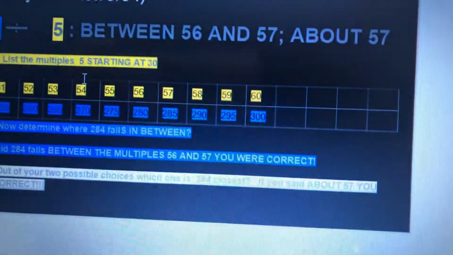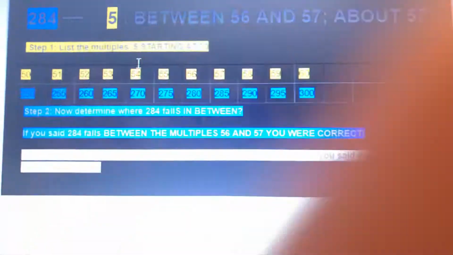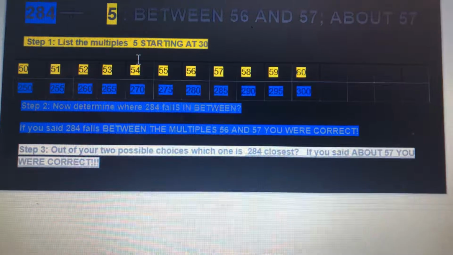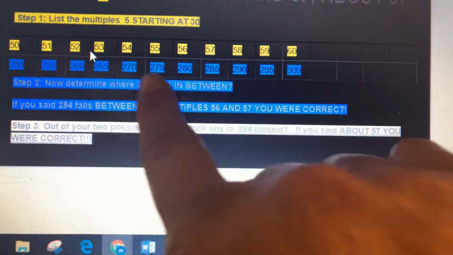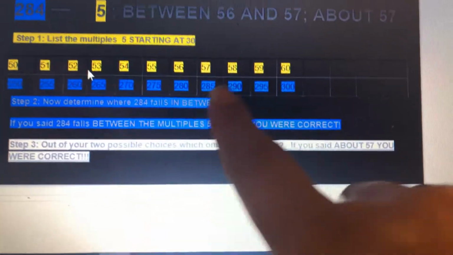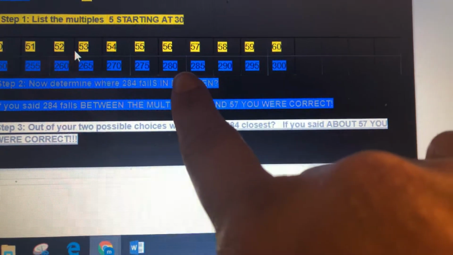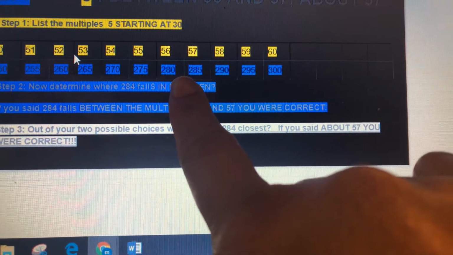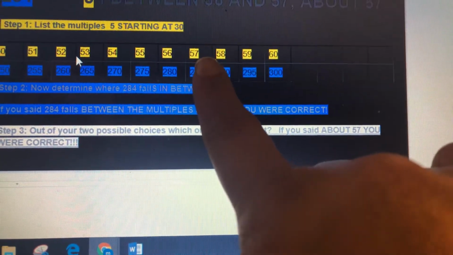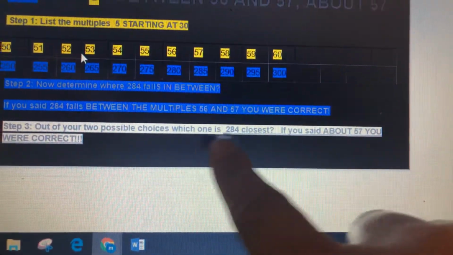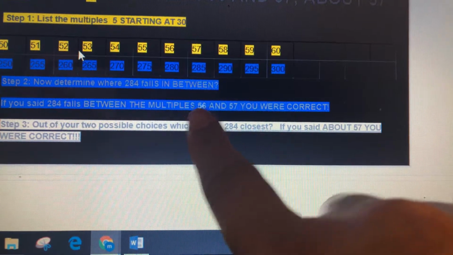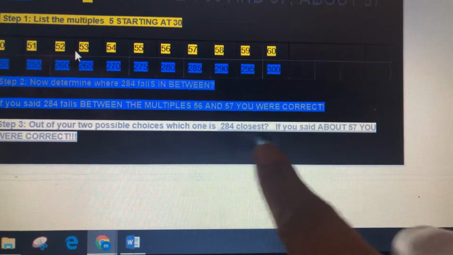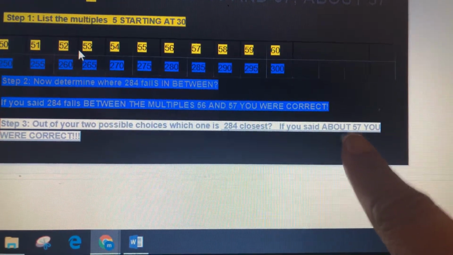All right, so I set up my chart just like this. And if you notice, as I'm listing them, that 284 is going to fall right in between 56 and 57. But it ends up closer to the 285, so it's about 57 here. That's why it falls between 56 and 57, and then it's closest to 57. So it's about 57 there. So your answer should read like this.